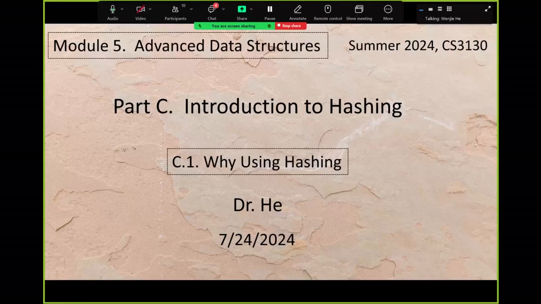Part C, Introduction to Hashing. This search technique. I want to quickly get to the topic. So here, in the introduction part, first question: why use hashing? Let me give you some quick, simple introduction.